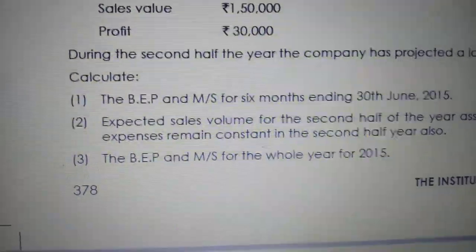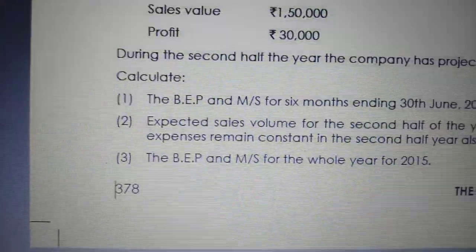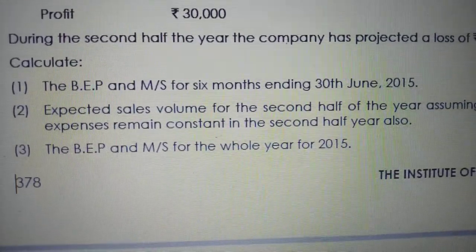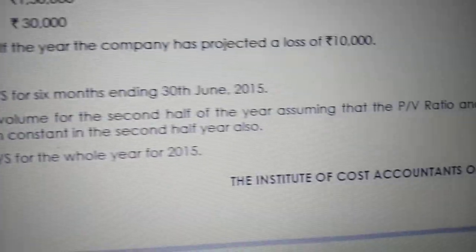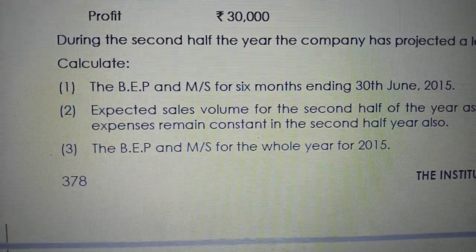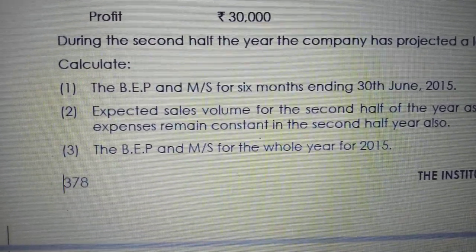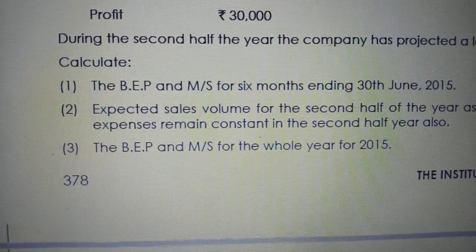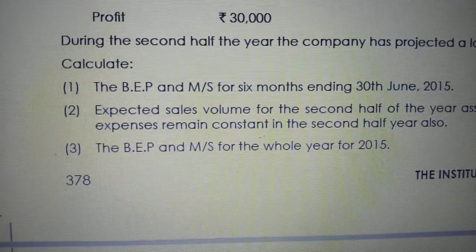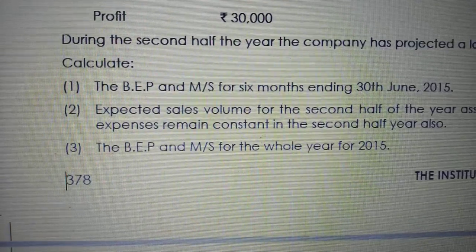Second thing is the expected sales volume for the second half of the year, assuming that the PV ratio and fixed expenses remain constant in the second half of the year also. Third one is the break-even point and the margin of safety for the whole year for 2015, first half year plus second half year together. That also we have to calculate.